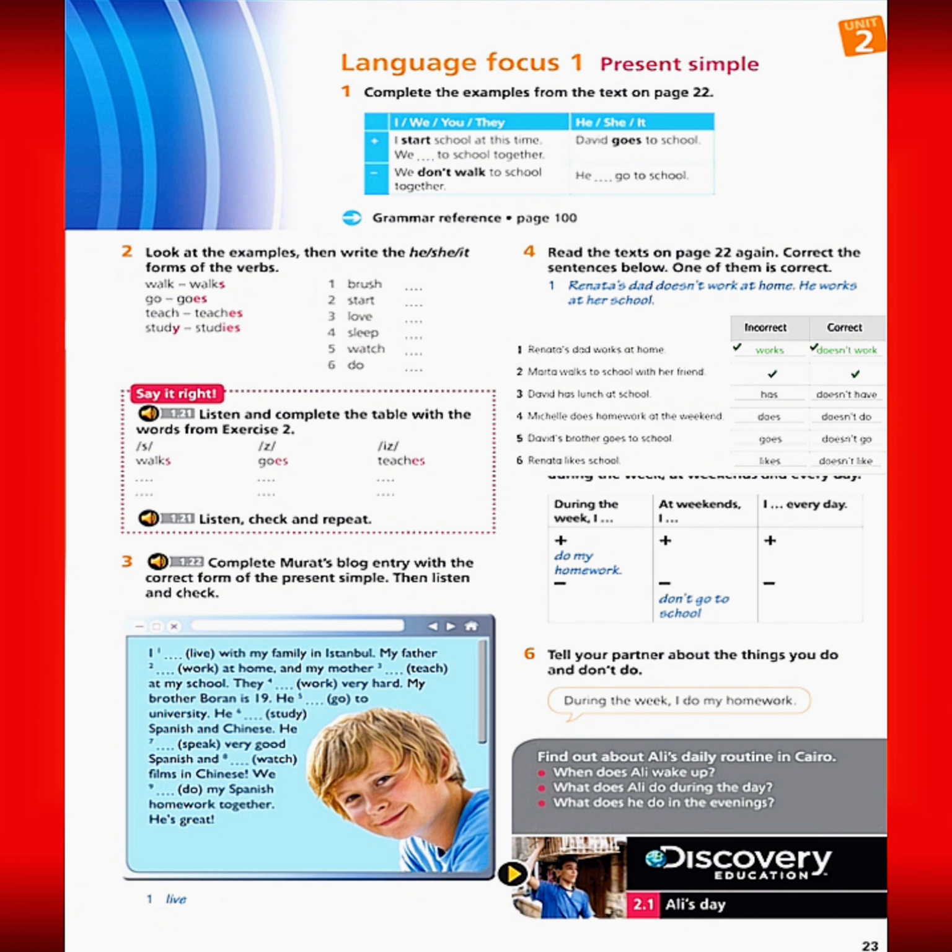Section 4. Read the text on page 22 again. Correct the sentences below. One of them is correct. Go ahead, pause the video, and do these exercises. Once you have done them, resume the video for your corrections. Now let's jump to Discovery Education.